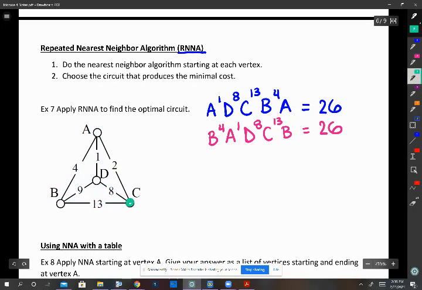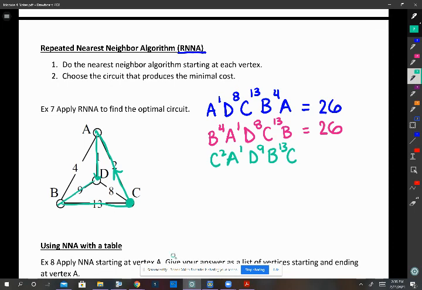And then we do it again, exactly the same thing, but this time we start with letter C. And from C, we either go 2, 8, or 13. So we're going to go 2 up to A. So we're going to go C to A, which is 2. And then from A to D, which is 1. And then from D to B, because that's the only place we can go. And then back from B to C, which is 13. So again, we're going to add those together. So we have 2 plus 1, 3, 9, 12, plus 13, 25.